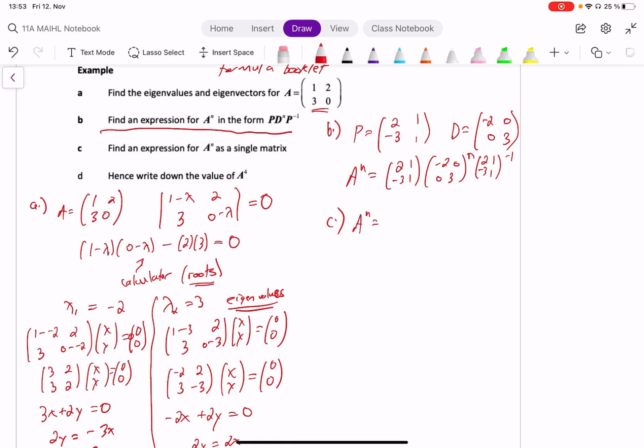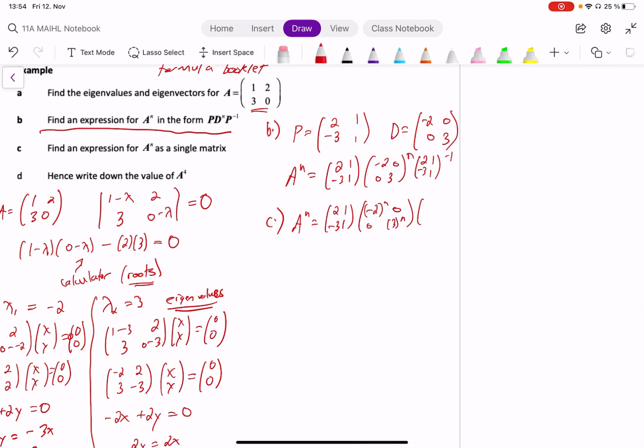So the first thing I should do is distribute the n, right? Raising a diagonal matrix to n just means raise the leading diagonal values to n. So this one stays the same. My diagonal matrix becomes negative 2 to the n, 0, 0, and 3 to the n. And then I need to find the inverse of this thing. And this is where we just have to remember the definition of an inverse. The a and d values switch, so 1 and 2. And these become the opposite, so negative 1, and then that was a negative 3, so it becomes a positive 3. But then it's also times 1 over AD minus BC.